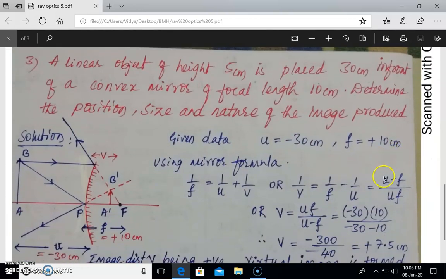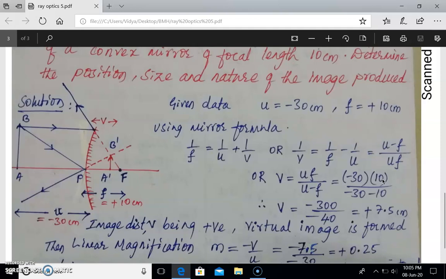Next one. Third sum. A linear object of height 5 cm is placed 30 cm in front of a convex mirror of focal length 10 cm. Determine the position, size and the nature of the image produced. So here, no need of drawing the diagrams in the examination. For convenience sake, I have drawn here the ray diagram to get the position and nature of the image. So given data is object distance minus 30 cm, focal length plus 10 cm. Focal length for convex mirror is positive, whereas for concave mirror it is negative.